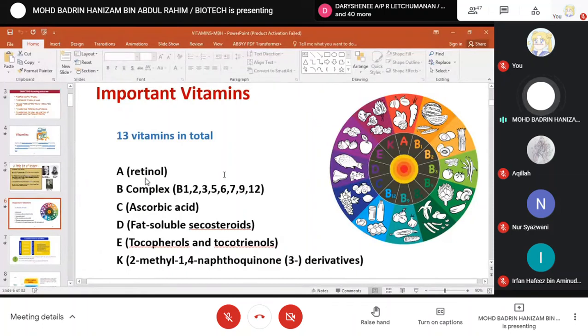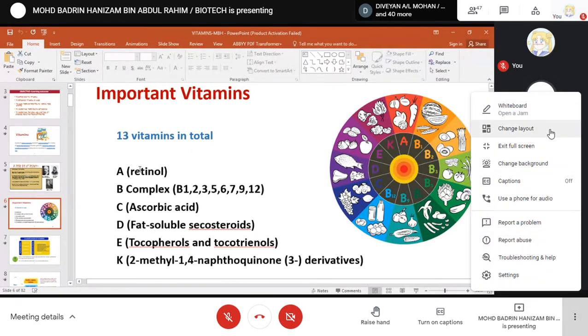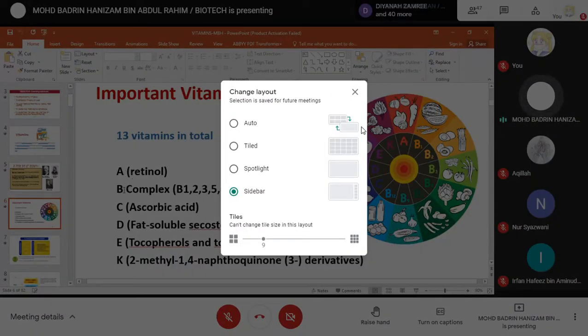Your matriculation, STPM. So I'm not going to talk too much about these. The 13 important vitamins: vitamin E, retinol, B complex. We have B1, B2, B3, B5, B6, B7, B9, B12.